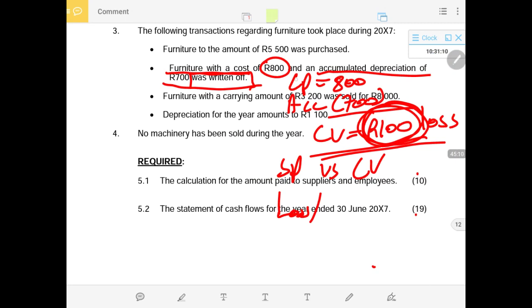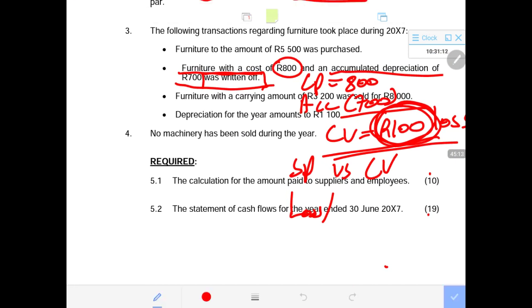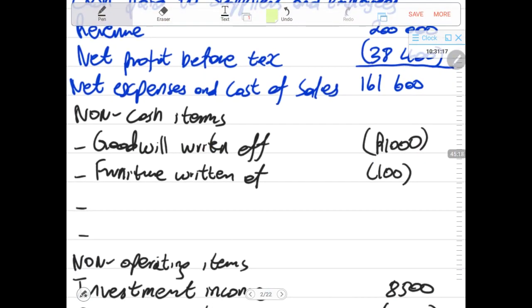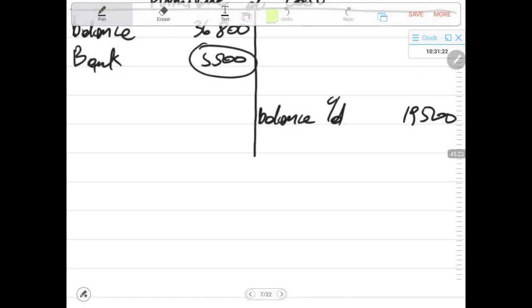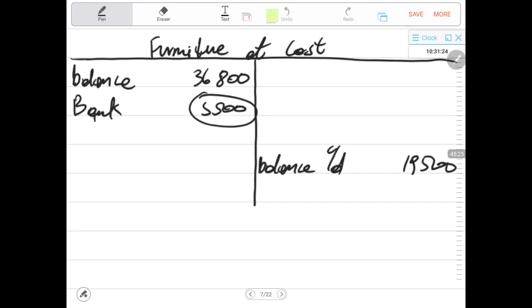Now remember, the cost of the furniture was amounting to how much? To 800. That means now under our furniture ledger account, we need to derecognize the furniture that was written off. Meaning now on the credit side of the furniture, we need to write the cost of the furniture that was written off. Therefore now the amount of the furniture that was written down is an amount of 800 rands. There on the credit side, the cost of the furniture that was written off, it is 800 rands.